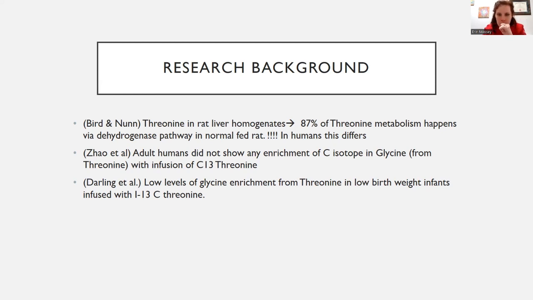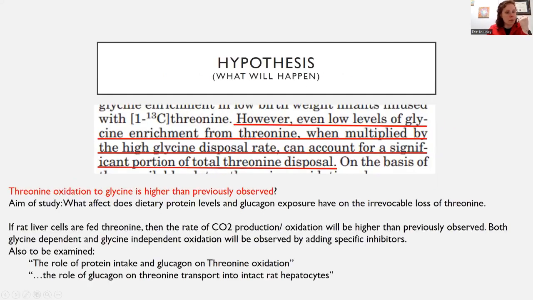And then Darling et al. showed low levels of glycine enrichment from threonine in low birth weight infants. So babies are showing very low levels of glycine that's been converted from threonine. So either that minor pathway or the major ketogenic pathway, which utilize glycine, there's very low levels of it showing. So in humans, we have none or low levels in infants versus rats at 87% used from that major pathway. Mixed results. So there we go. So what are we questioning here?